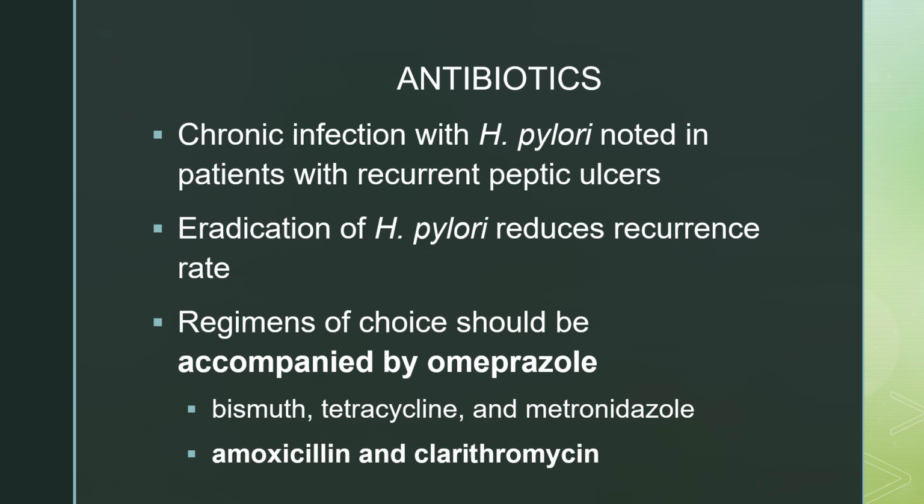Now let's go to antibiotics. The use of antibiotics is warranted if there's a case of chronic infection with your H. pylori. These chronic infections can be seen among patients with recurrent peptic ulcer disease. So what we do to prevent this recurrence is to eradicate the cause, your H. pylori. If you eradicate your H. pylori, you will greatly reduce the recurrence rate.